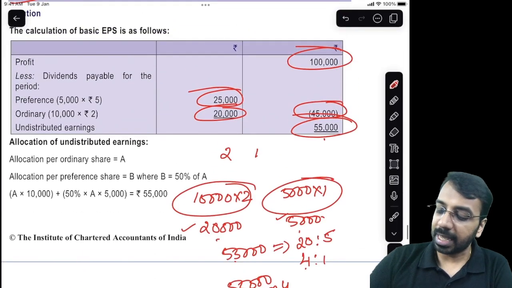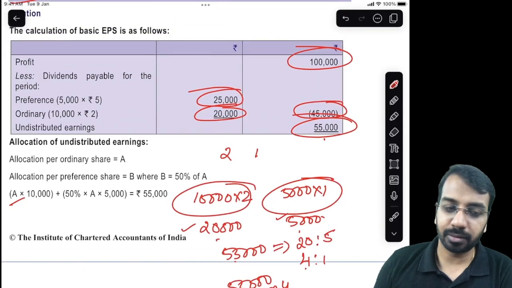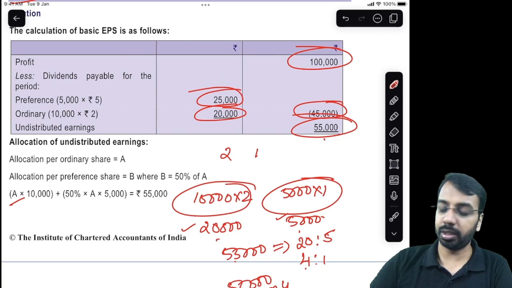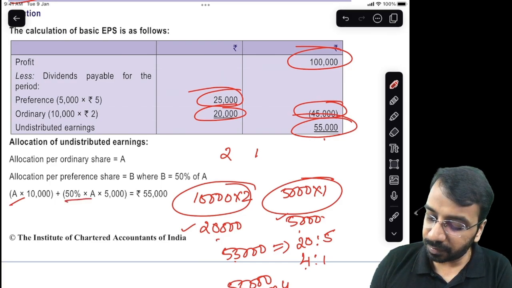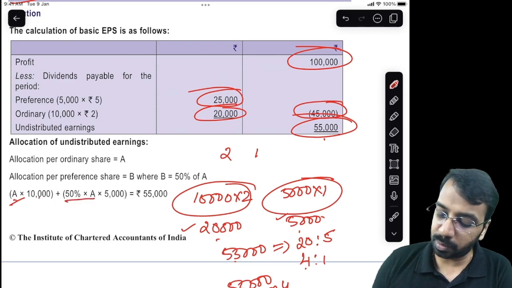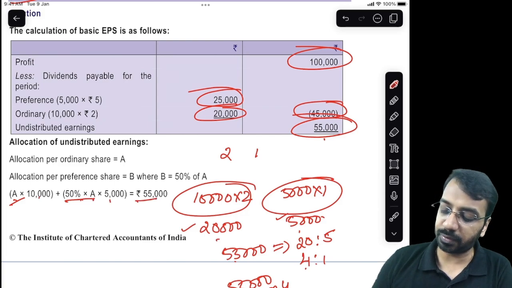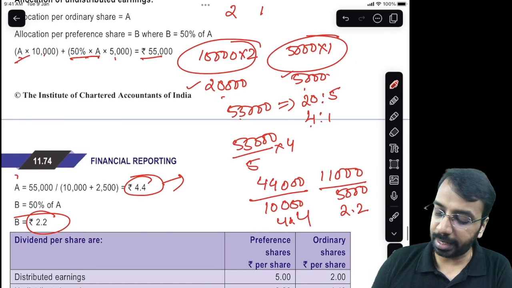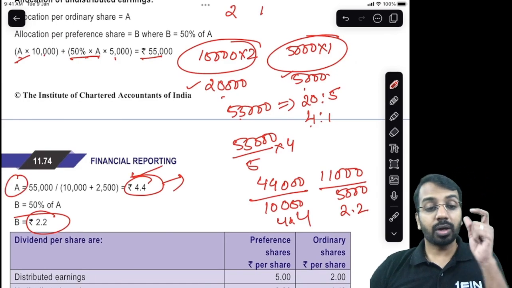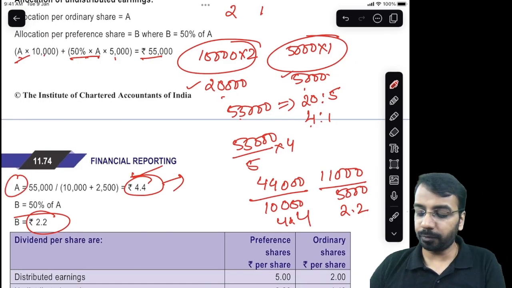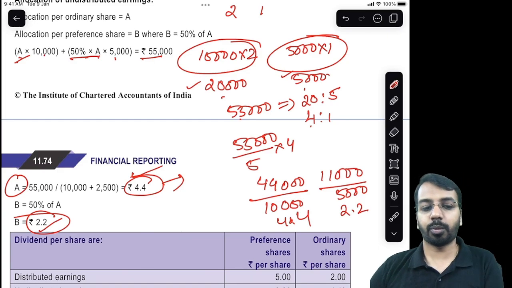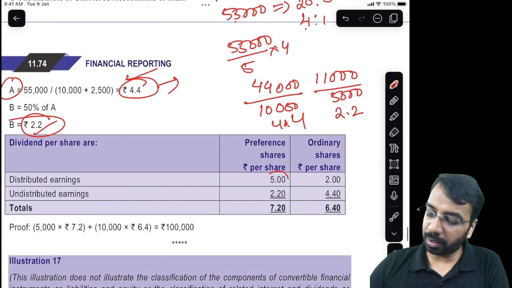The other way to solve is to assume we will pay A to ordinary shares, and preference shares will get 50% of A. So A into 10,000 plus 50% of A into 5,000 is 55,000. When you solve it, you get A as 4.4. So ordinary shares will get a maximum additional dividend of 4.4, preference shares will get 2.2. So the EPS will be accordingly adjusted: 5 plus 2.2 and 2 plus 4.4.